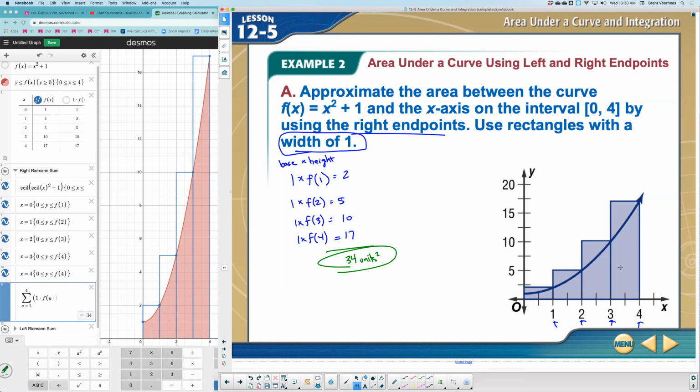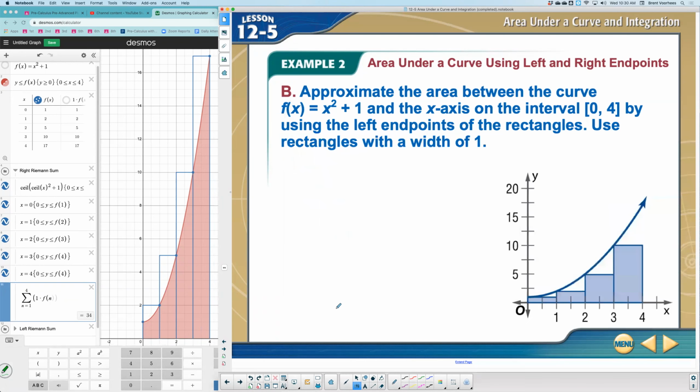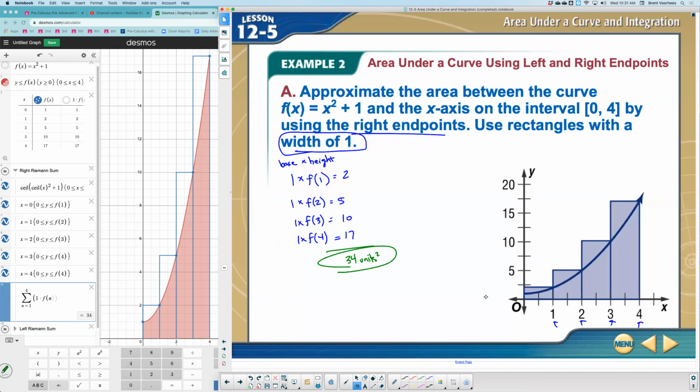Notice these blocks are larger than the actual area under the curve would be. Now let's take a look at the left endpoints. So this time, instead of saying I want this area, which we got to be 2, this area, which was 5, 10, and 17. If you didn't catch that, that's what these blocks are. That's the area. So this block has an area of 2 units squared. This one is 5 units squared. This one's 10 units squared. And this was 17 units squared.